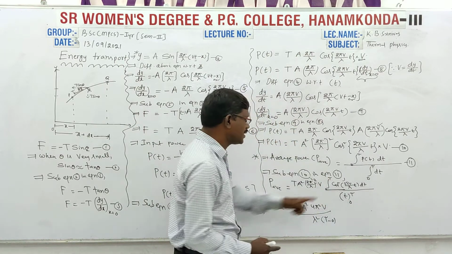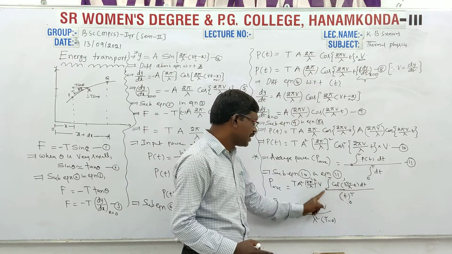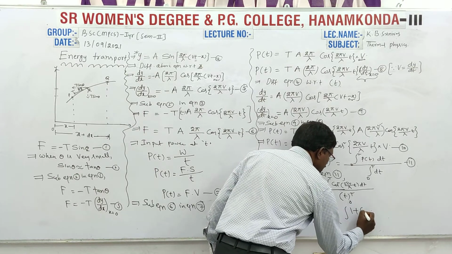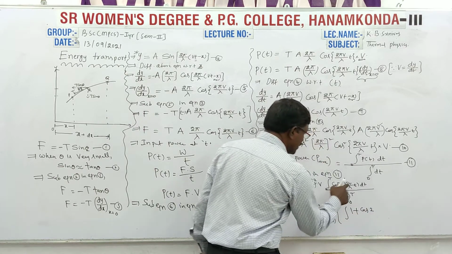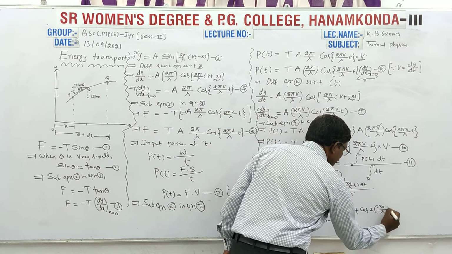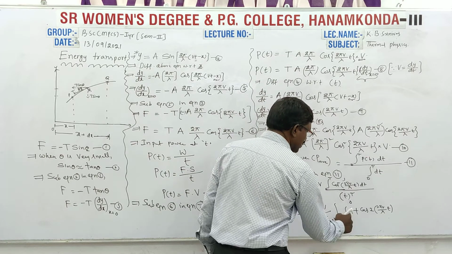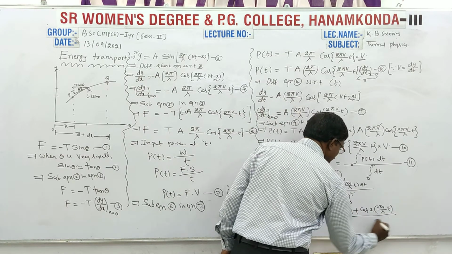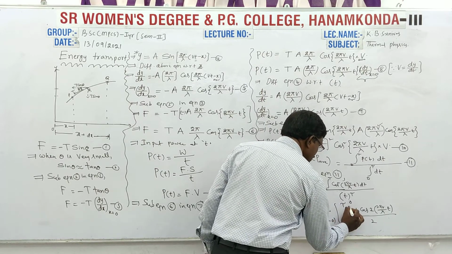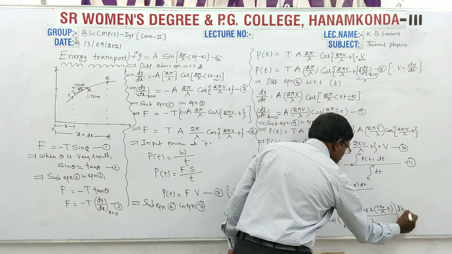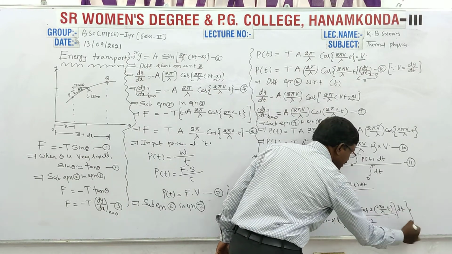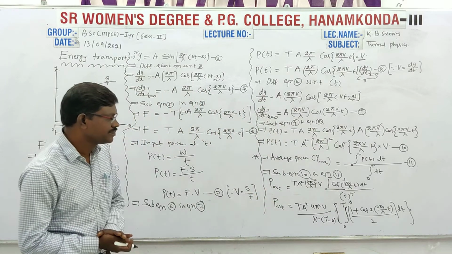Whenever we are having integration of cos square theta, cos square theta can be written as 1 plus cos 2 theta whole divided by 2. What is theta here? 2 pi v by lambda into t. So 1 plus cos 2 theta whole divided by 2. What are the limits of the integration? 0 to tau into dt. This type of integration we already did in our previous lecture, during energy density.